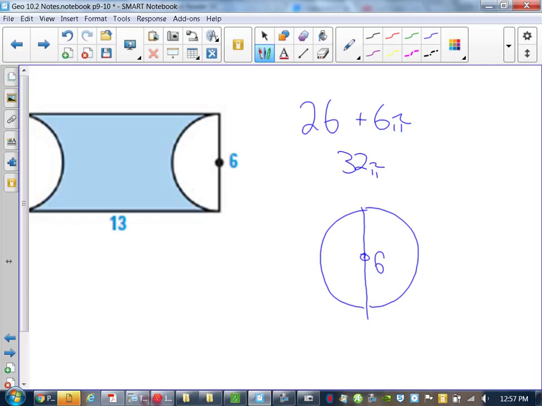They're not the same. I can't add 26 to 6 pi because of the same basic rules of combining like terms. When you combine like terms, you have to have the same variable with the same exponent. In this case, you have a number, 26. The other one is 6 times pi. It's like 6x.